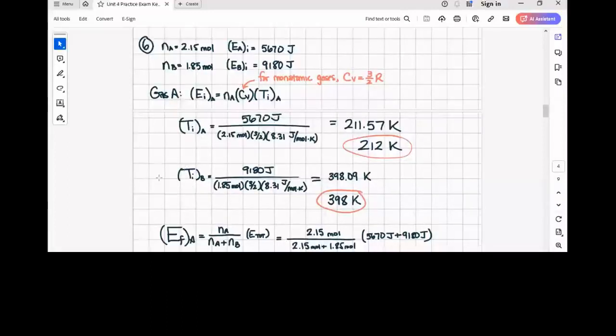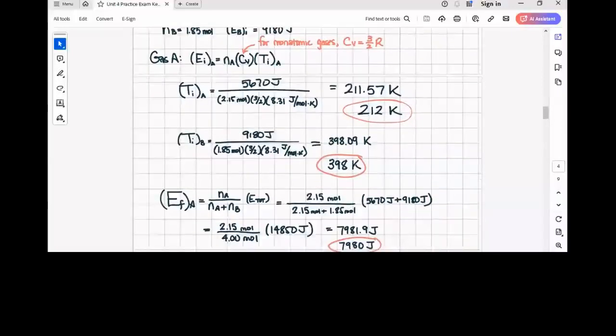And I use exactly the same expression for gas B, so I didn't write it out in additional time. I just used the same expression, but with B as a subscript, so I can swap in the new energy, the new amount of gas, but 3/2 times 8.31 joules per mole Kelvin is going to show up in both of these denominators. And I end up with 398 Kelvin.